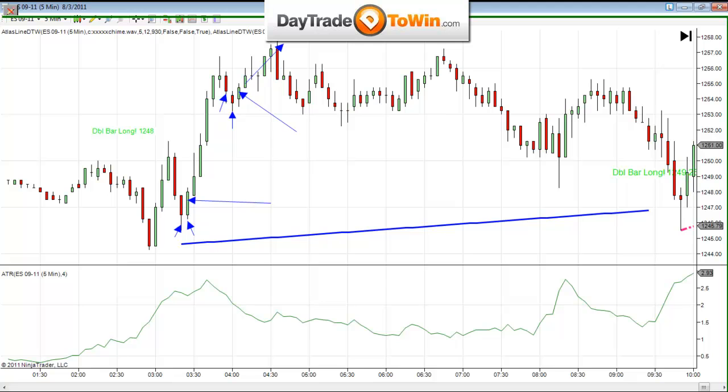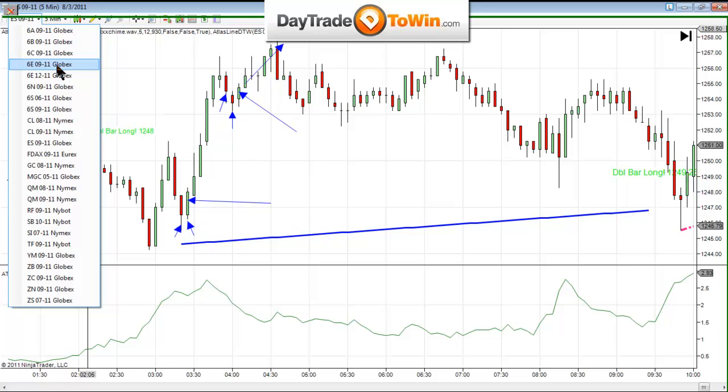Any questions, guys? Yeah, on the E-mini, it's usually slow. So if you're looking at currencies, I'd be happy to pull up a currency here.